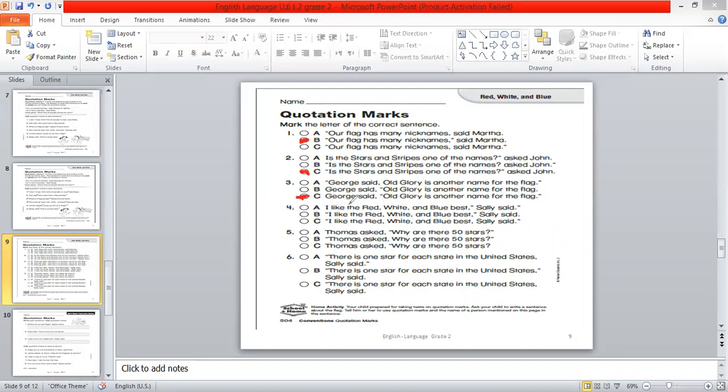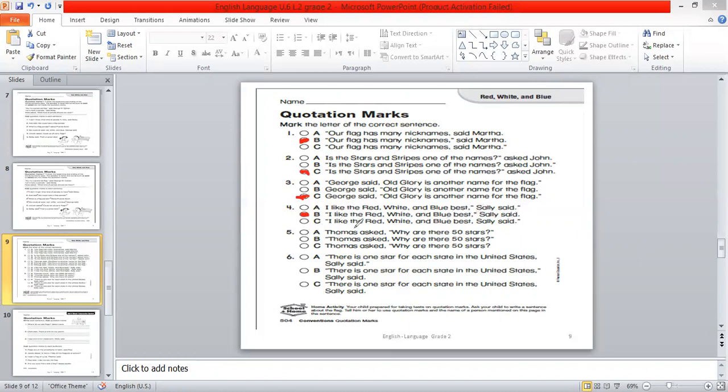Number four, I like the red, white, and blue best, Sally said. Which one here is correct? The first? No. The second? Let's see. Sally said, here I have a quotation and another quotation after said. Is it correct? Absolutely not. So you're going to choose the one in the middle. I have the quotation mark at the beginning and before the word said. You have to write the quotation mark here.